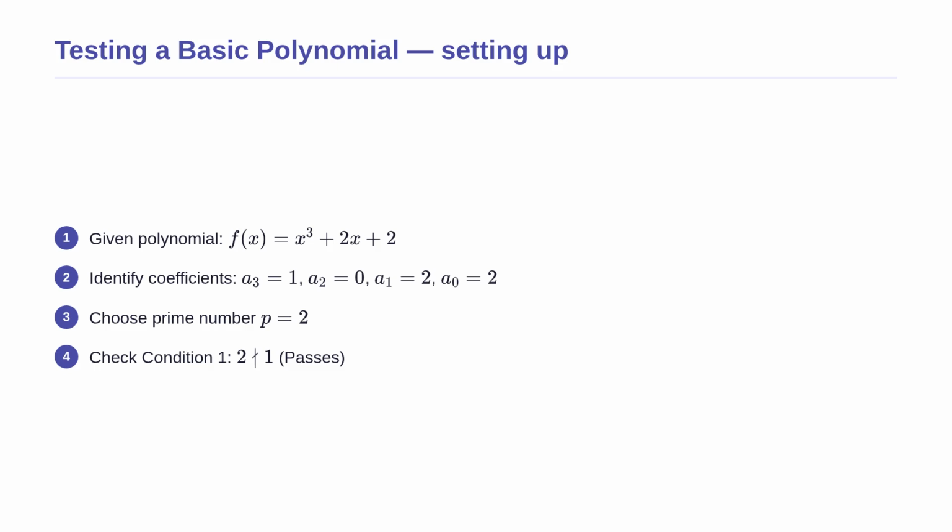Before we prove why this works, let us see this criterion in action with a concrete example. We are given the polynomial x cubed plus 2x plus 2, and we need to find out if it is irreducible.